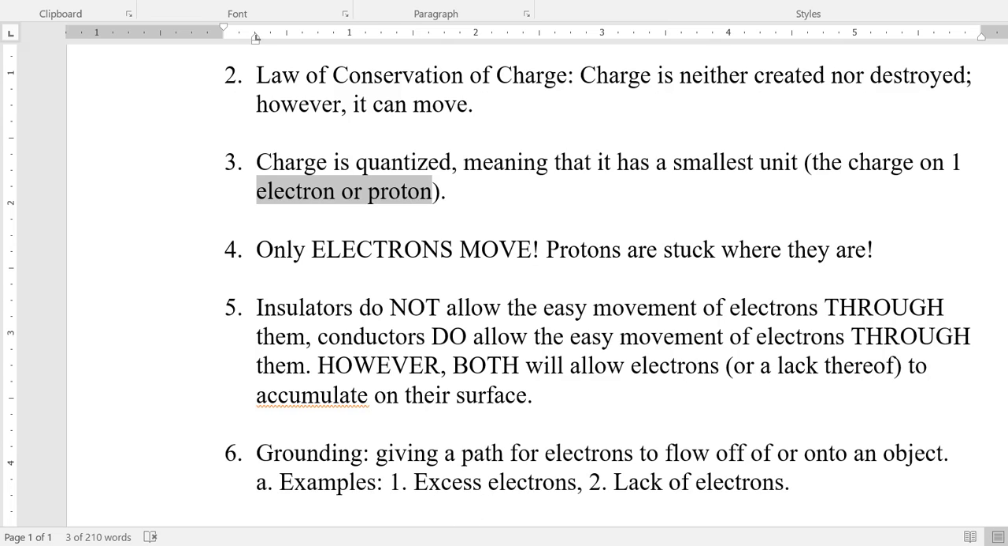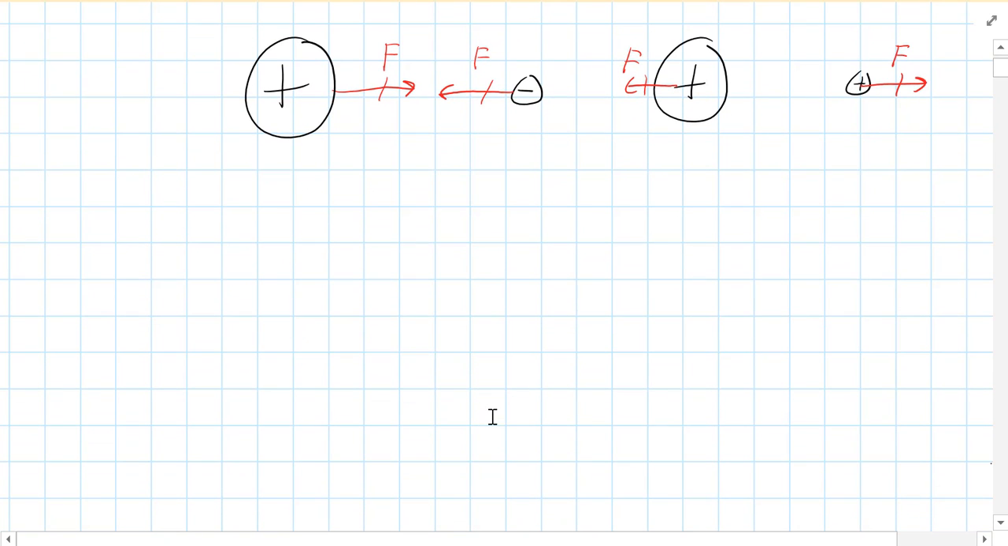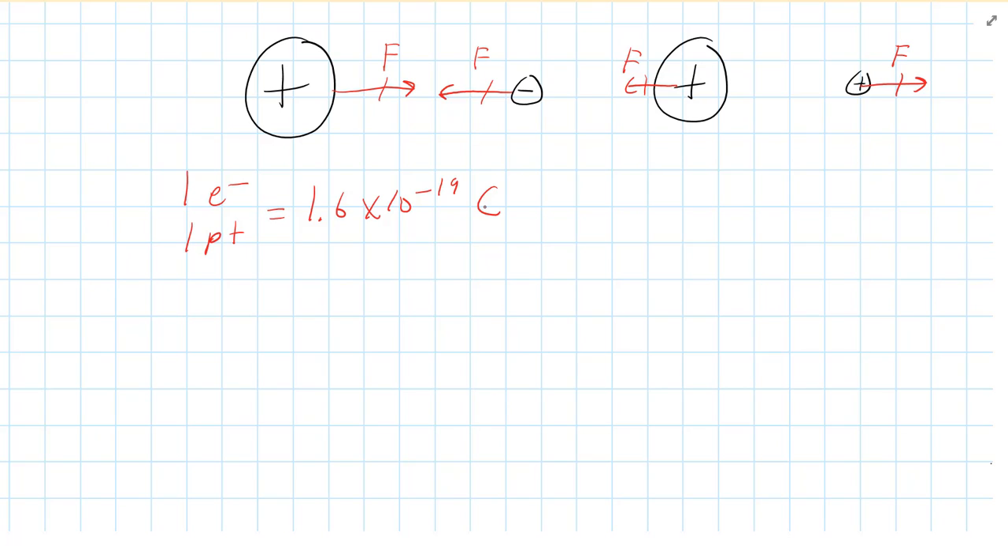Now, the charge on an electron and a proton, so one electron or one proton, is equal to something called 1.6 times 10 to the negative 19th coulombs. A coulomb is a fairly large amount of charge. One electron or one proton is very little. If you flip that over, one coulomb is equal to about 6.25 times 10 to the 18th electrons or protons. So one coulomb of charge is a lot.